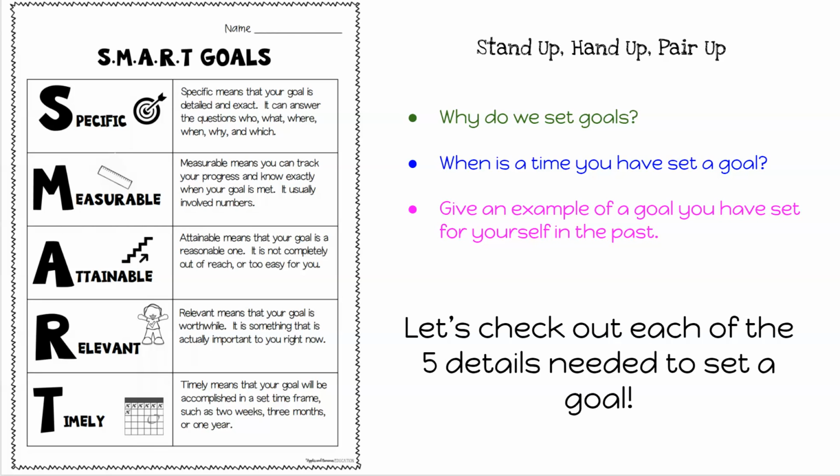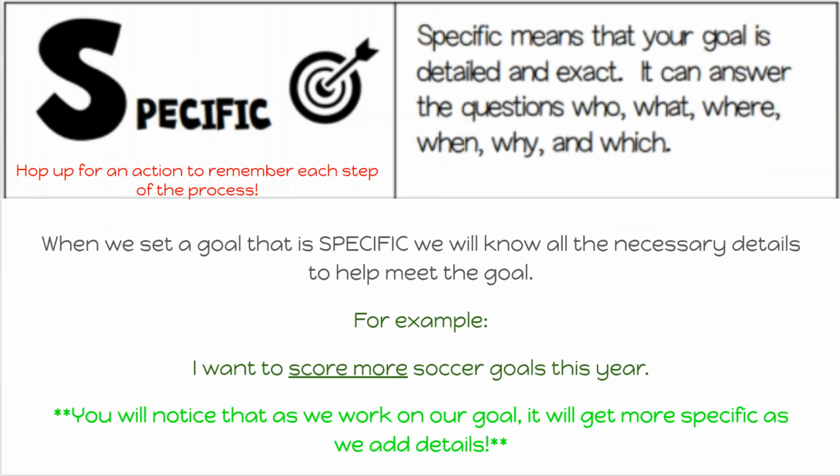Now that you've come back, we are going to look at each one of our letters for our SMART goal. And here's what they stand for: specific, measurable, attainable, relevant, and timely. All of those parts are so important, fourth graders, as we think about a goal. And so we're going to start with our S.